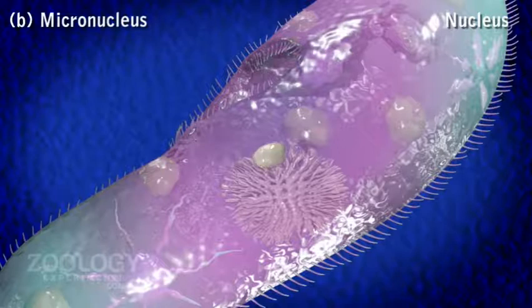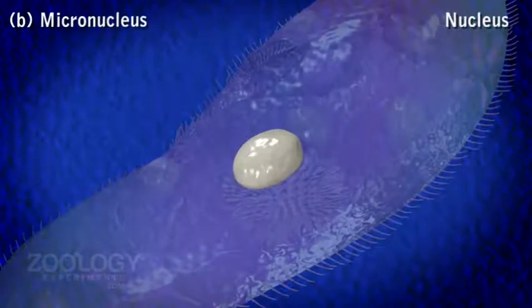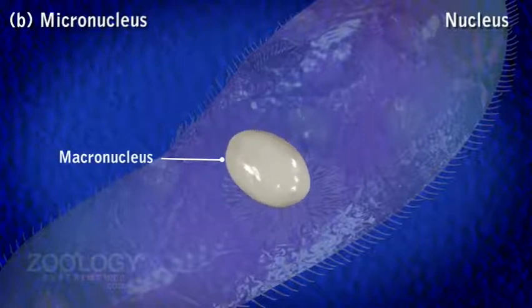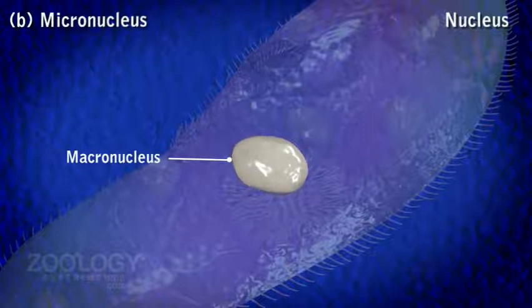Micronucleus. The micronucleus is situated in a depression on the surface of the macronucleus. It is usually spherical with a nuclear membrane and with a diploid number of chromosomes. In Paramecium caudatum, the nucleolus is absent. It controls the reproductive activities of the organism.